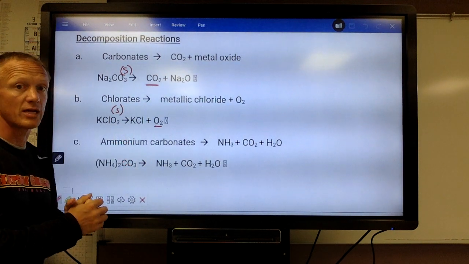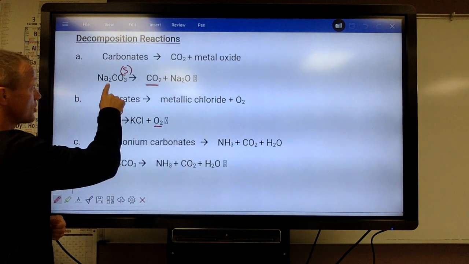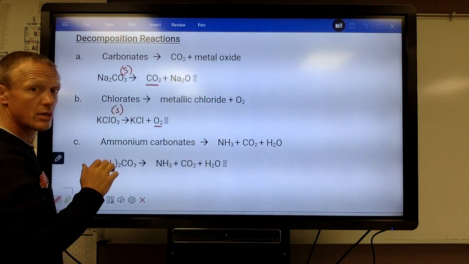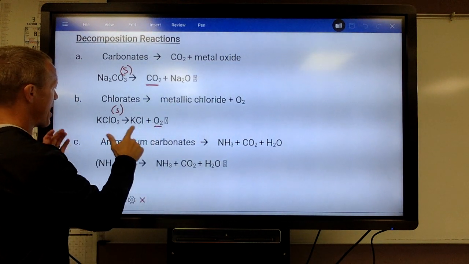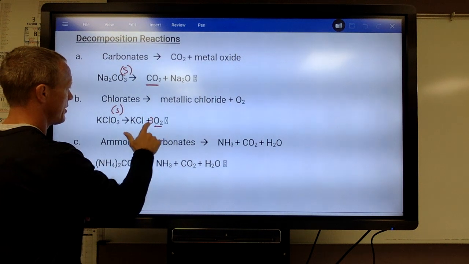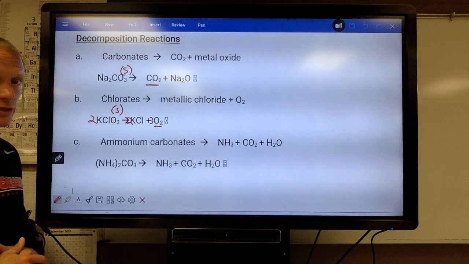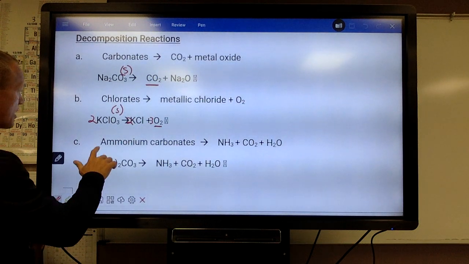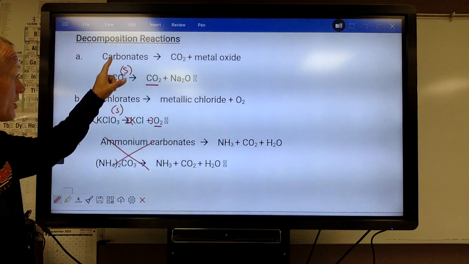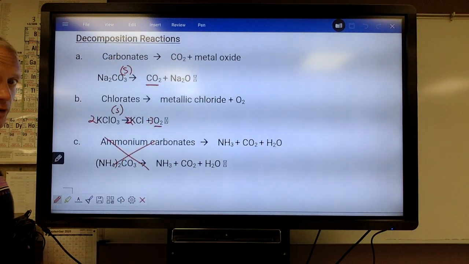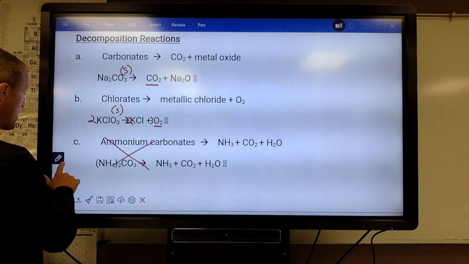And it would say that in a problem. It would say solid potassium chlorate is heated and decomposes. Solid sodium carbonate is heated and decomposes. I don't know why those extras are there, by the way. This is not balanced. I would need a 3 there, a 2 there, and a 2 there. So not that big a deal, but you do need to be able to balance. Letter C, I'm going to cross off. Don't worry about ammonium carbonates. They do produce CO2, just like other carbonates do, but do not worry about them, so get rid of that. So we've got carbonates and chlorates, carbon dioxide, oxygen gas.